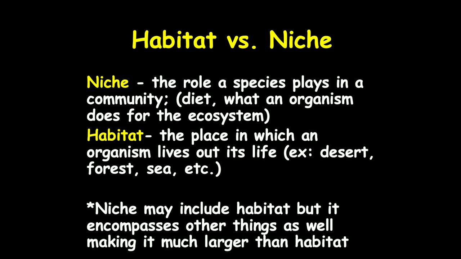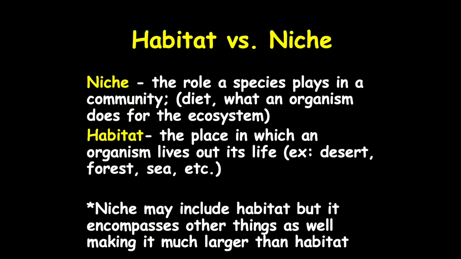Basically, a niche is the role a species plays in a community. It could be its diet, what an organism does for the ecosystem, as opposed to a habitat. A habitat is specifically the place in which an organism lives out its life. Could be a desert, could be the forest, could be a sea. It could even be just a tree where you have many different types of birds on that tree.